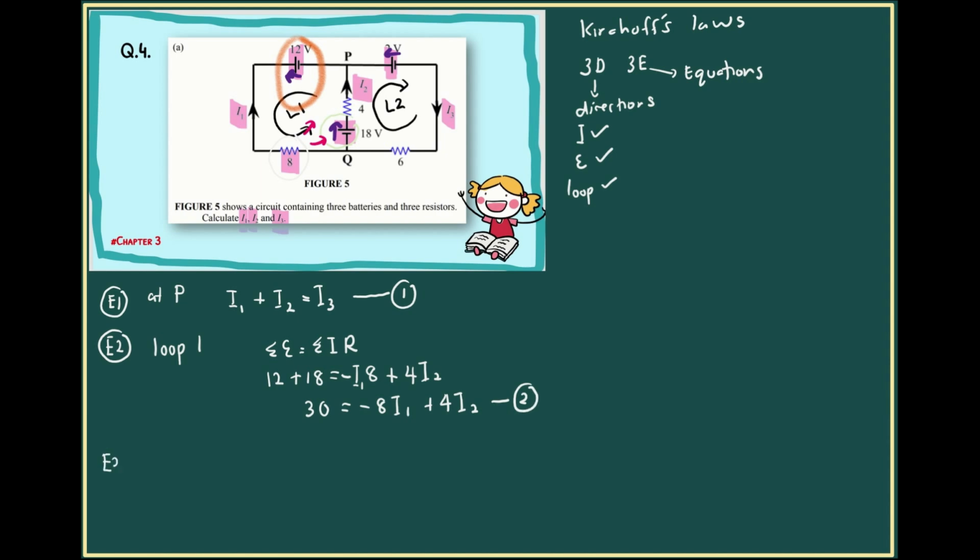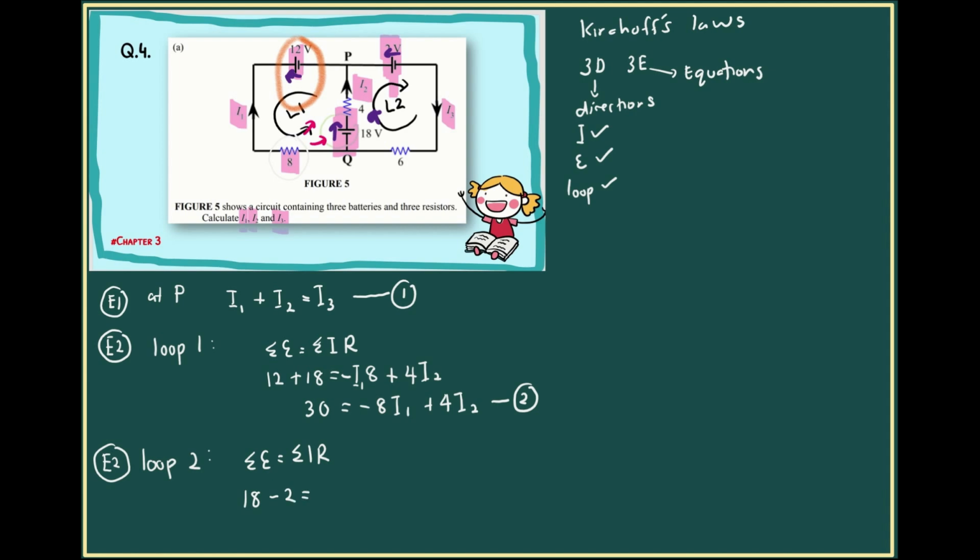Next, the third equation is from loop number 2. Again we are applying the second Kirchhoff law, so we do the same. We have to always compare the direction of EMF with the direction of loop. For this EMF, it has similar direction with the direction of loop, so it's supposed to be positive 18. If we compare this other EMF with the direction of loop, it's supposed to be negative.